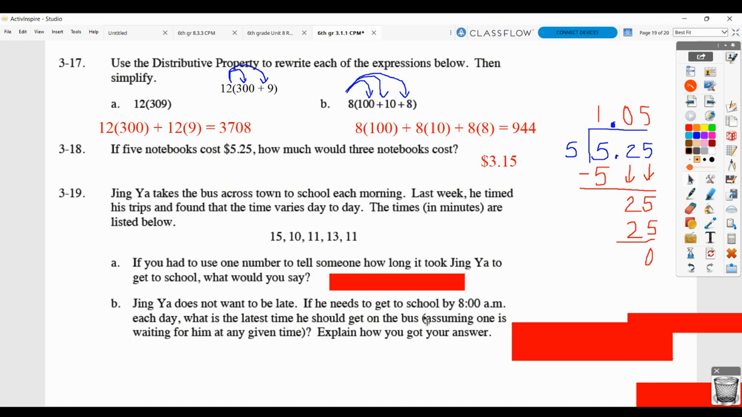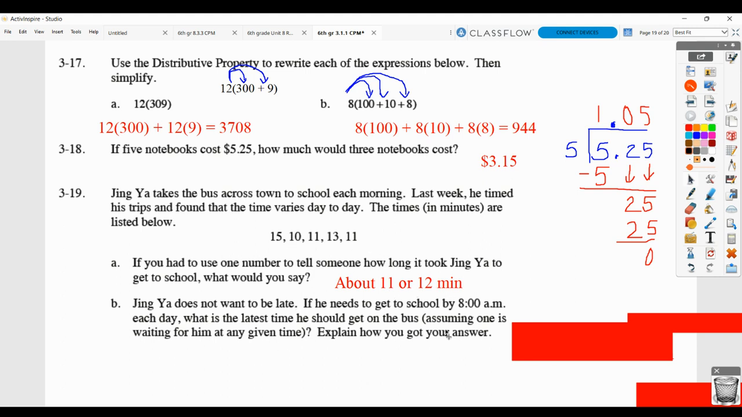For 318, this person is taking the bus to school each morning, and these were the different times that it took him to get to school. So if you had to use one number to tell how long it took him to get to school, what would you say? So looking over these, what do you think would be a reasonable answer? Maybe about 11 minutes, maybe about 12 minutes, something somewhere in between.